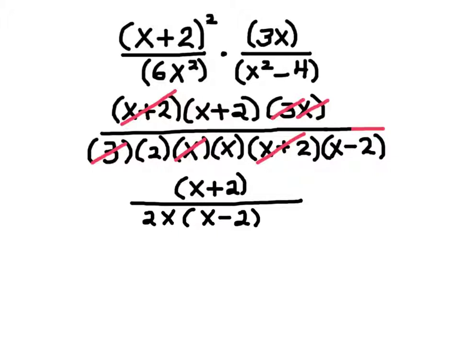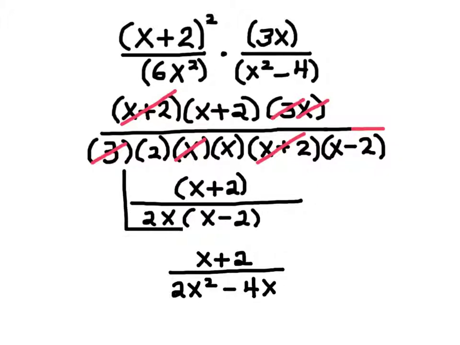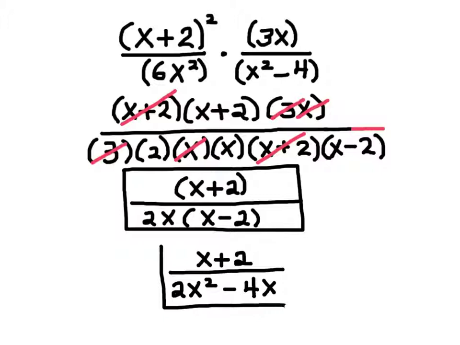This is our final answer, and if you wanted, some students like to multiply this back. You don't have to, but if you did, in the numerator we'd have x plus 2, and in the denominator we would distribute that 2x back in and get 2x squared minus 4x. Both of these answers are valid answers. They have the same value, so I'll put a box around both of them. Neither is superior to the other.